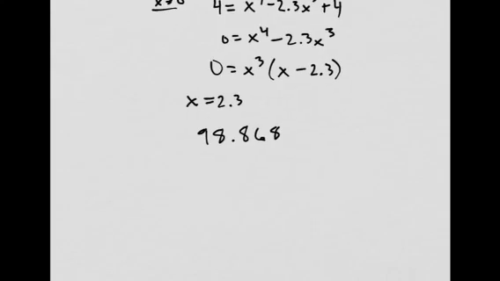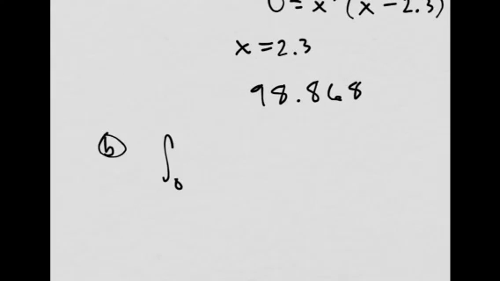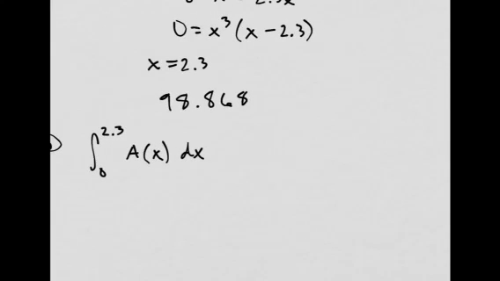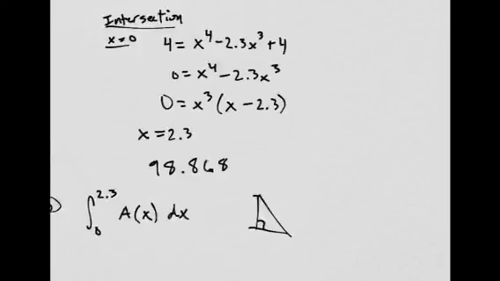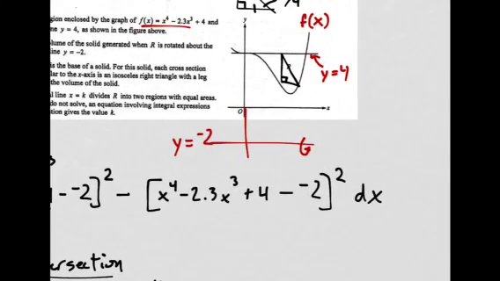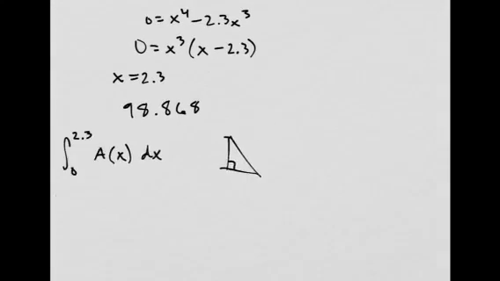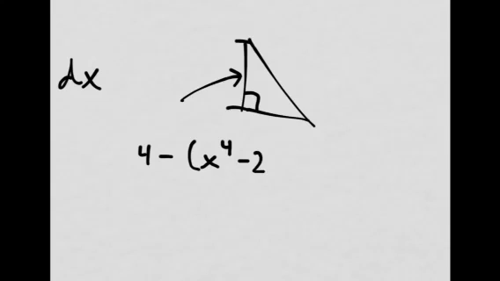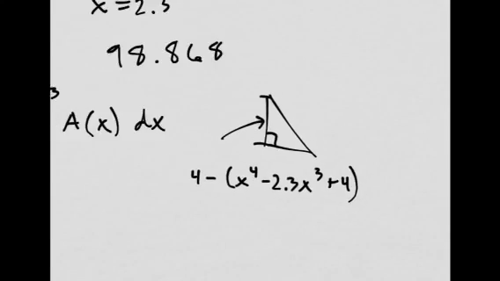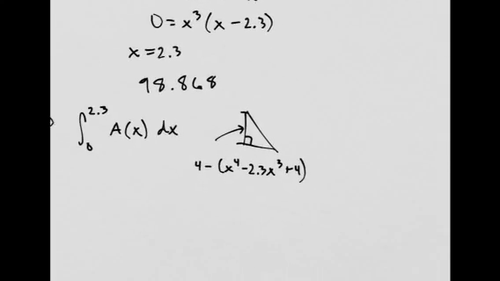So part B is we're integrating from 0 to 2.3, and it's going to be of some area function dx. So we have to find out that area function, for a right isosceles triangle. So this is going to be inside the region, so I have to find out this distance, and that's simple. We already found out that distance. Oh no, we didn't find that distance. That would be the bigger minus the smaller. So that'd be 4, right? 4 minus our function. So this is 4 minus what was it? x to the 4th minus 2.3 x to the 3rd plus 4. Right? Yeah.